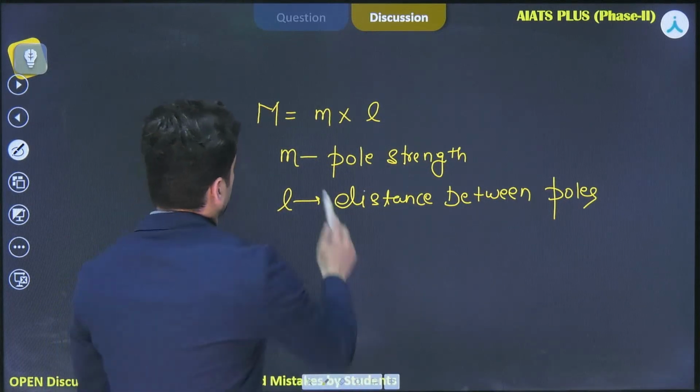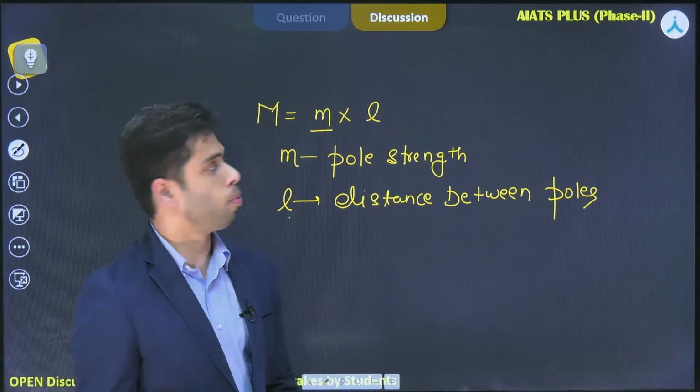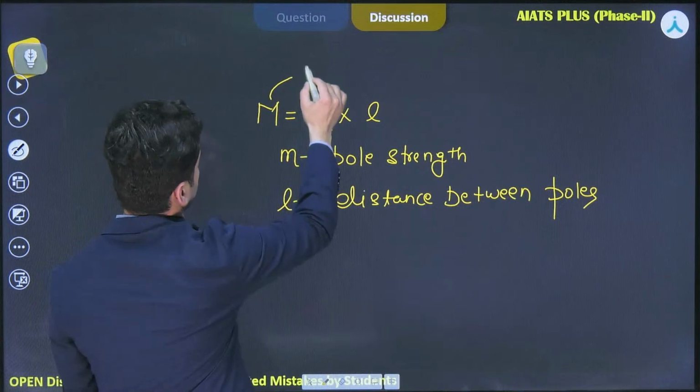Right? So this small m denotes the pole strength. This L denotes the distance between the poles. And this capital M is the magnetic moment.